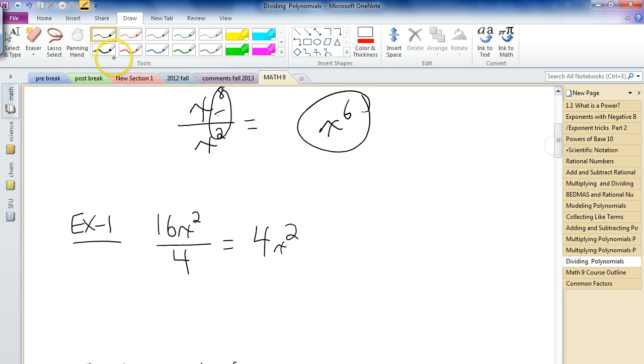Alright, what about this? I actually just gave you the answer, but I'll explain why it's 4x squared. Here, you just simply divide the numbers and treat them separately from the letters. This is how I would do it. 16 divided by 4 is 4. X squared, there's no other exponent down here that we can simplify this with, so it's just 4x squared. Done.